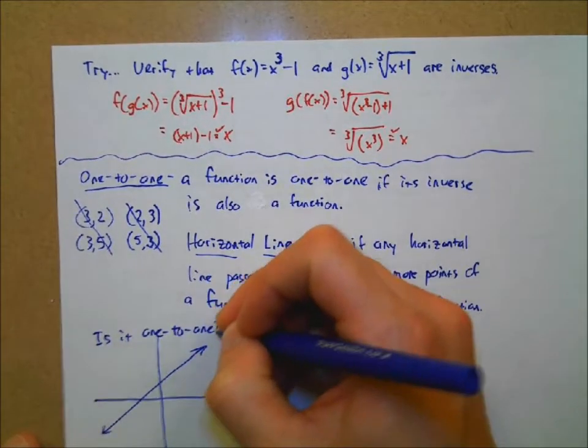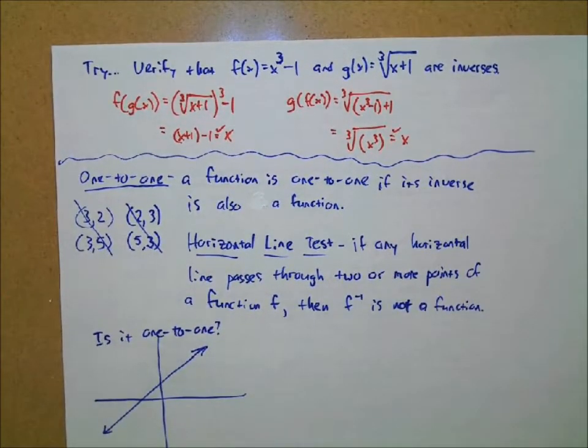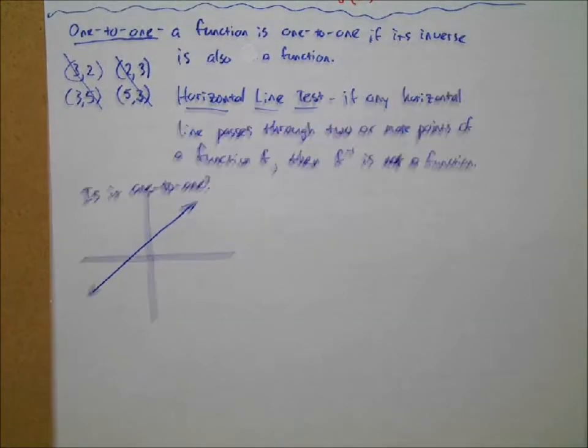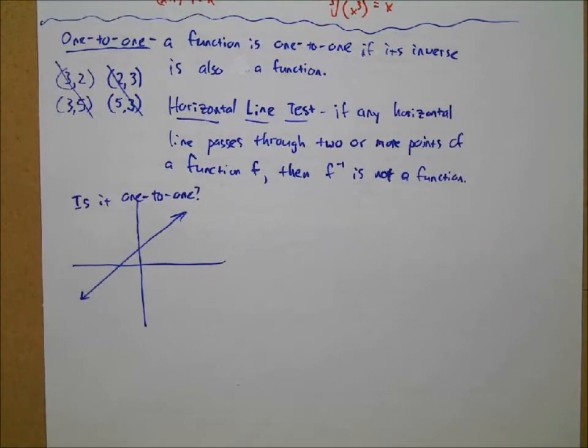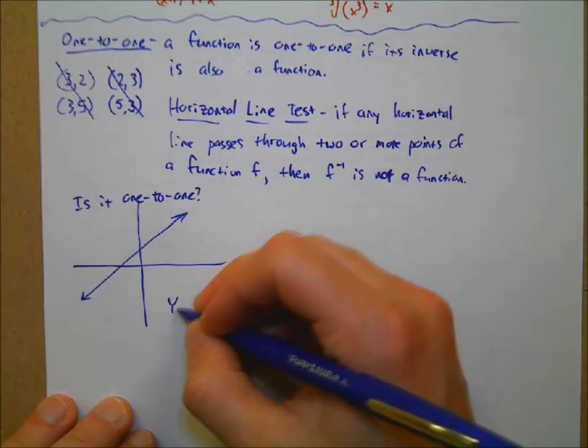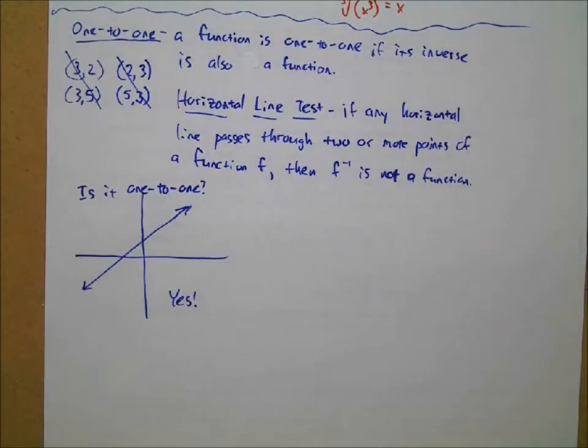Okay, is it one-to-one? Right? I have a graph of a line there. Does it pass the horizontal line test? Yes. So, will its inverse be a function? Yes. And therefore, is it one-to-one? Yes.